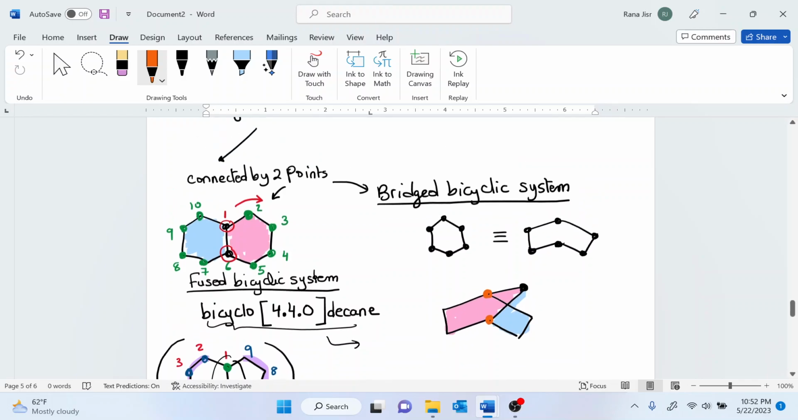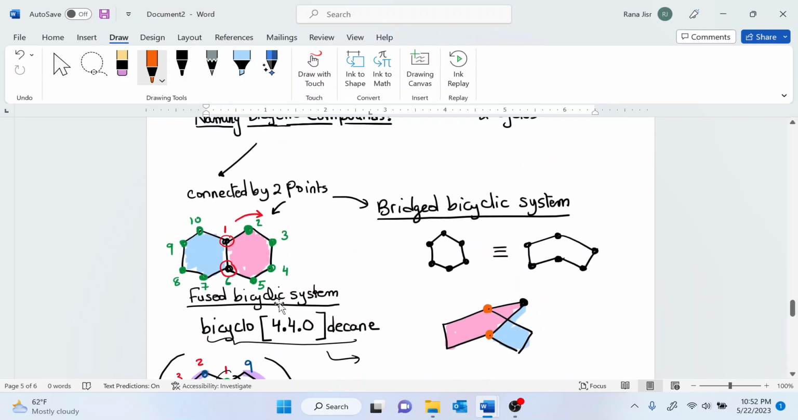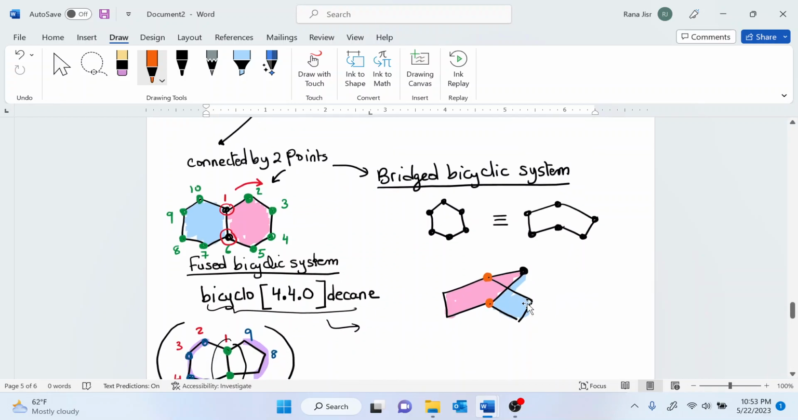So see the difference between the fused bicyclic system and the bridged bicyclic system. Both are 2 cycles. This is why it's a bicycle. The fused, the point of connections have no carbon in between. Here, the point of connections have 1 carbon in between. Of course, it can be more than 1 carbon, but this is an example of 1 carbon in between.